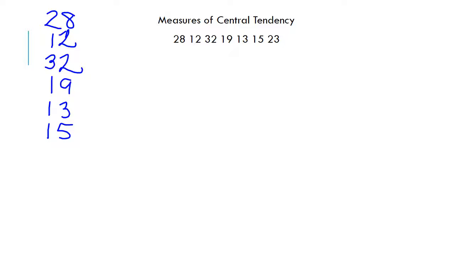Now let's go ahead and find the mean in our data set. So what is the first step? Let me pull my popsicle stick. Okay, Tommy, can you tell me the first step that we just learned? Yes, we need to add all of our numbers together. So we're going to add 28, 12, 32, 19, 13, 15, and 23.